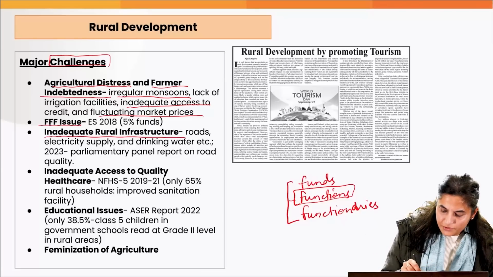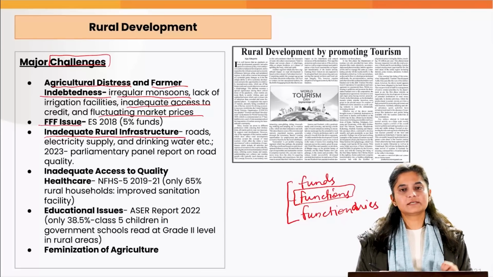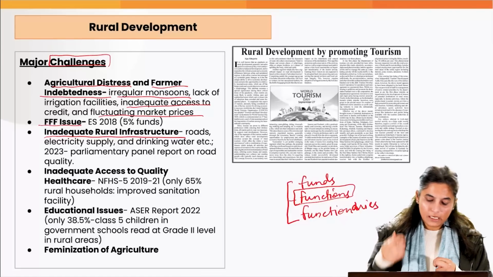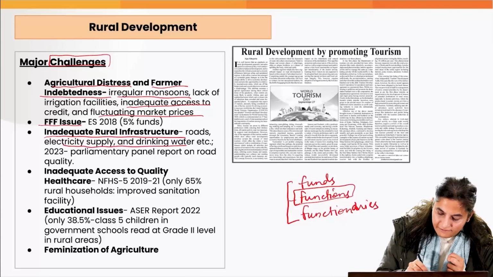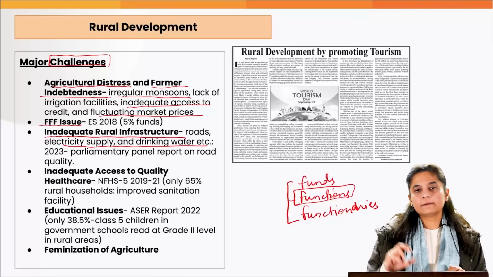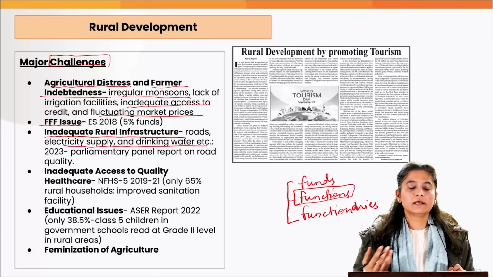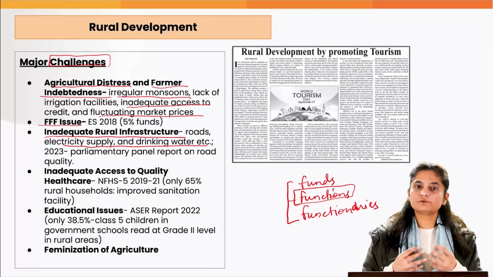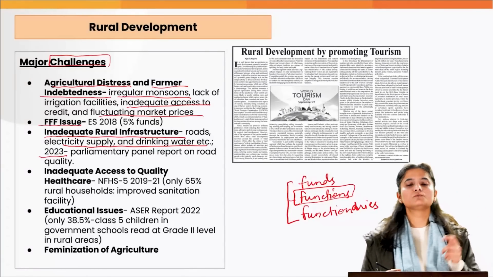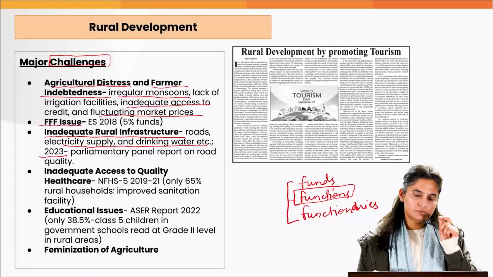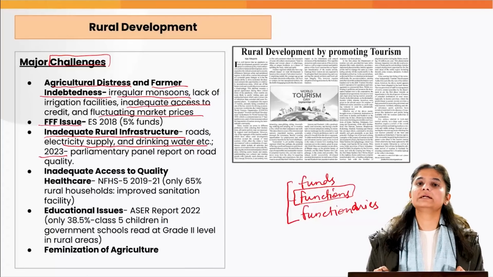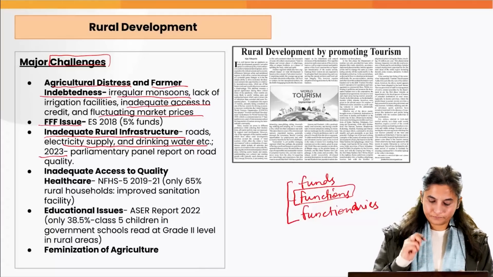Then there is inadequate rural infrastructure. So yes, there has been a provision in various schemes regarding roads, electricity, power, and others, but they all suffer. They have not been able to cater to each and every section. Some parts of villages are not covered. Somewhere, if it is covered, then some houses or households are still out of the coverage. In 2023, there was a parliamentary panel which specifically talked about the poor quality of some of the roads that have been built under Gram Sadak Yojana.